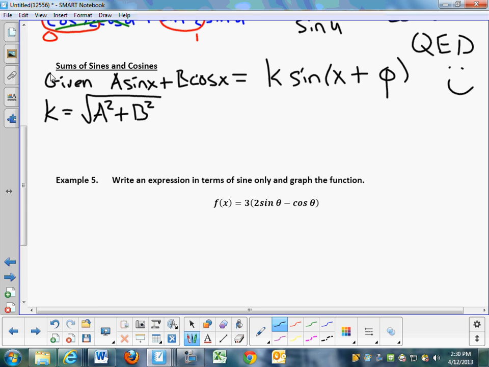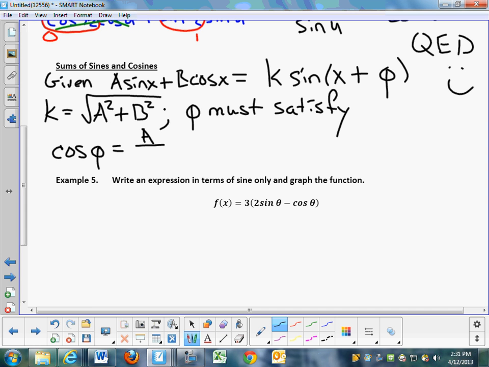So we got k equals that. And phi must satisfy cosine of phi is equal to a over the square root of a squared plus b squared, and sine of phi is equal to b over the square root of a squared plus b squared.